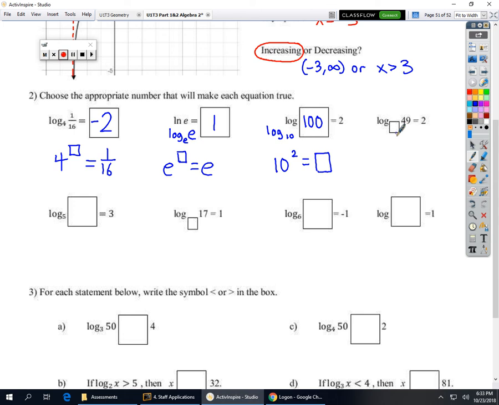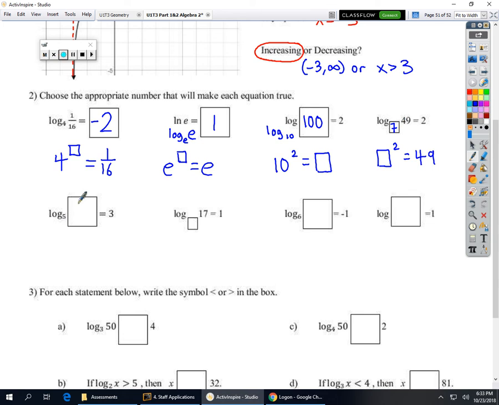Let's think here. This is log base something of 49 equals 2. I have to read this as something to the power of 2 equals 49. What do I have to square to get 49? Oh, 7. 7 squared is 49. Rewrite all your log statements as exponential statements. Going to the one down here.